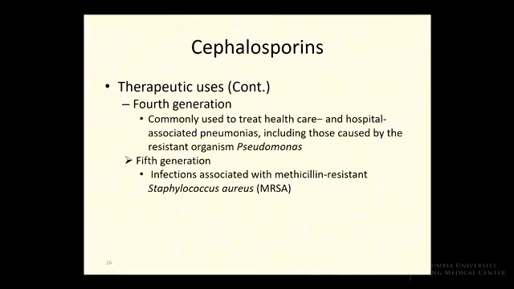And then the fifth generation cephalosporins are very handy for treatment against MRSA, the methicillin-resistant Staph aureus. So those are the staph infections. Again, frequently hospital-acquired, so frequently people will get infected with MRSA in the hospital, although there are community-acquired versions of MRSA. Okay? And the community-acquired versions of MRSA are much more problematic than the hospital-acquired ones.